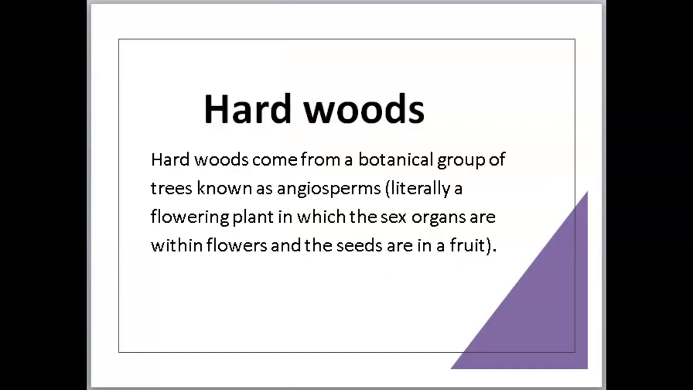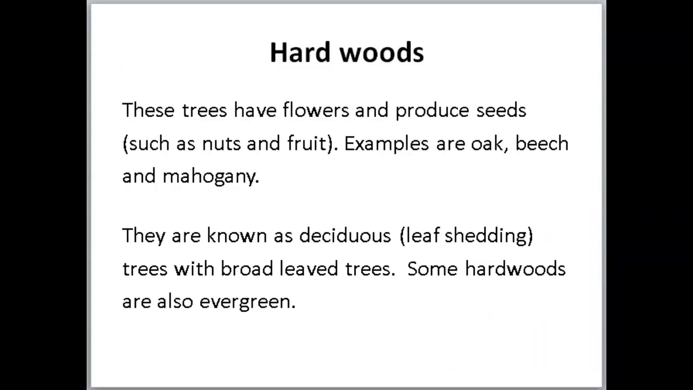Let's look at hardwoods. Hardwood comes from a botanical group of trees known as angiosperms, literally a flowering plant in which the sex organs are within flowers and the seeds are in a fruit. These trees have flowers and produce seeds, such as nuts and fruit. Examples include oak, beech, and mahogany. They are known as deciduous or leaf-shedding trees which have broad leaves. Some hardwoods are also considered as evergreen.